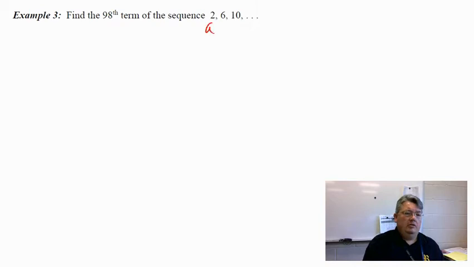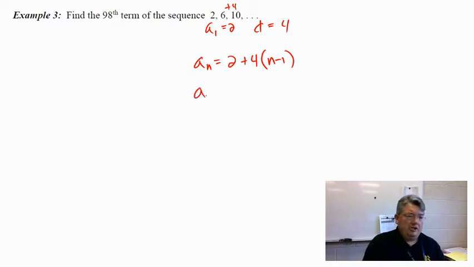Well, the first term is 2. What's the common difference? 2 to 6, 6 to 10. Well, it's going up 4, so the difference is 4. So my equation is a sub n equals 2 plus 4 times n minus 1. Now, I could simplify that, but I don't need to, because to find the 98th term, I just have to put 98 in there. 2 plus 4 times 98 minus 1.